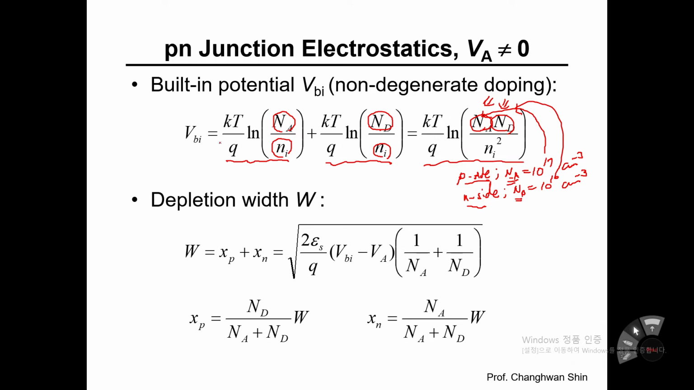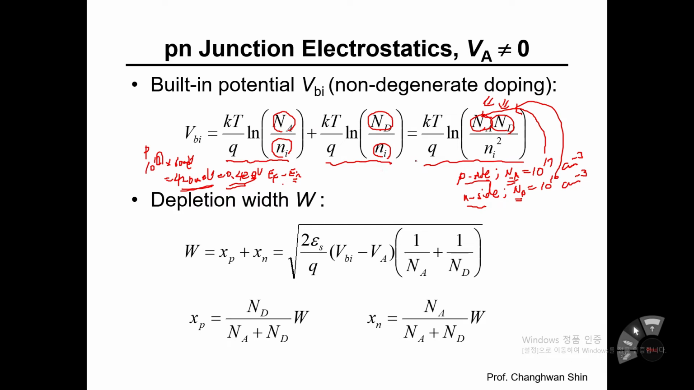Just for refreshing your memory, once you know the 60 millivolts per decade, say 10 to the 17 for the P side, take a 7 here and multiply by 60 millivolts, and you're going to get 420 milli-electron volts. In other words, 0.42 electron volt. This indicates the energy difference between the Fermi energy level and the intrinsic Fermi energy level in the P side. Definitely EF is lower than Ei because it's a P side.